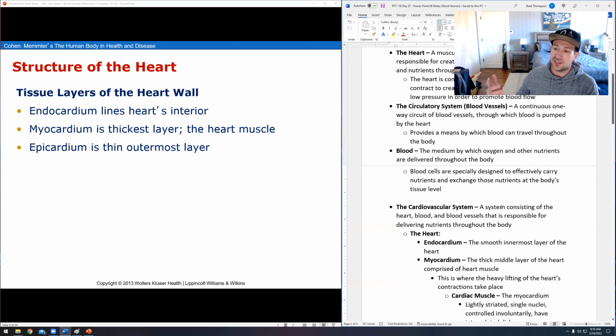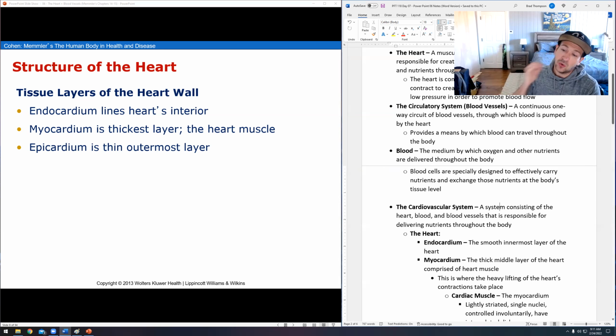So your circulatory system is this one-way circuit, right? It's always going to travel throughout the body until it eventually works its way back to the heart, and allows blood and nutrients and things like that to get delivered to the various tissues of the body, right? And then your blood is the material that your heart is constantly pumping around, right? It's the medium in which nutrients and oxygen and things like that are actually being delivered throughout the body, right? So the heart is in charge of pumping blood around, and it needs the circulatory system, your blood vessels, in order to be able to get it everywhere it needs to go.